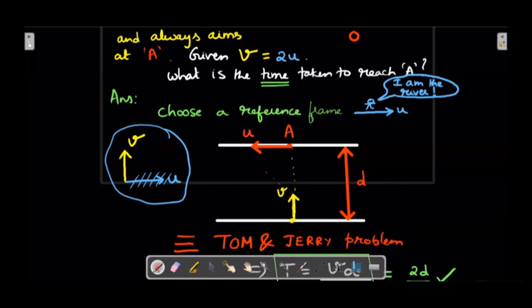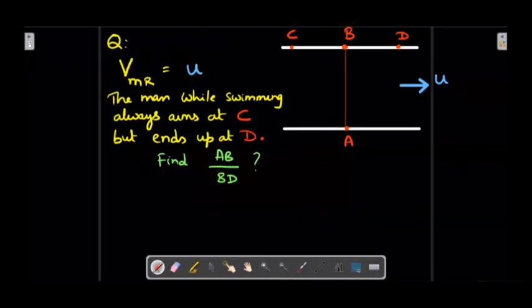Fine, I'll leave this one as it is. Back to this. So I'll give you 30 seconds more. Think.